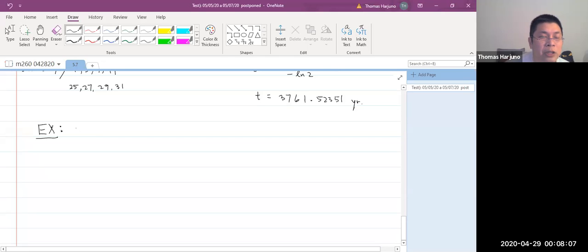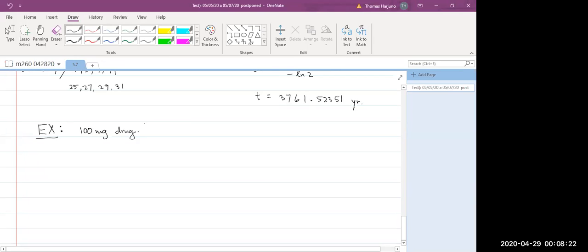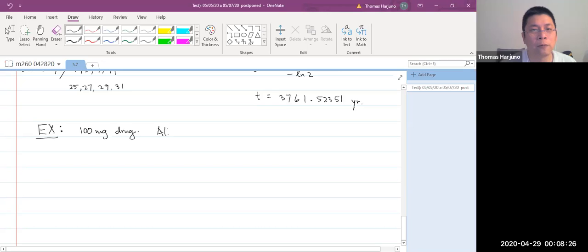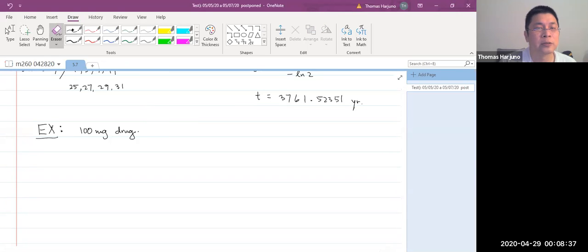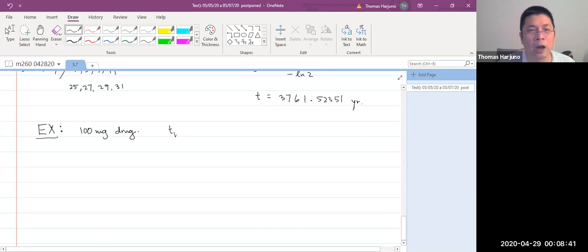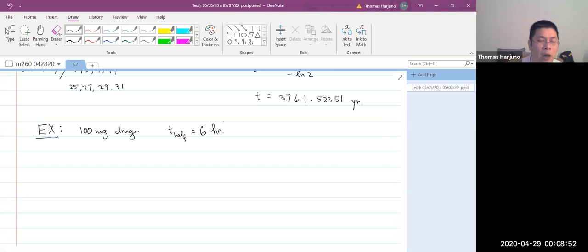So suppose we take some ecstasy, somebody crazy enough takes 100 milligrams of some crazy drug, and then we have an equation that the amount of drug in our body will decay every, let's say, 6 hours. The half time is 6 hours. So let me say T half equals 6 hours. In fact, for marijuana, it stays in your body quite a long time, but let's say this is just an example. So if the half time is 6 hours, then what is the k?